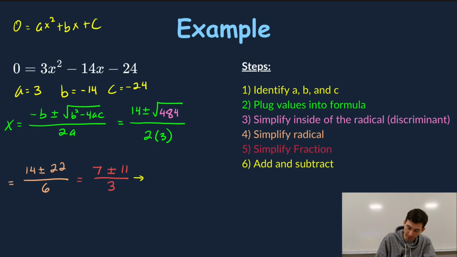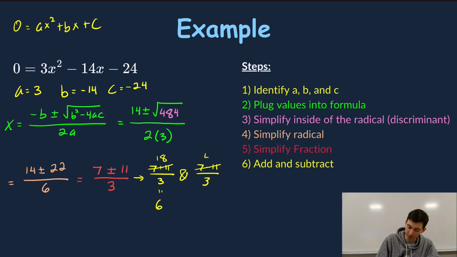So I'm going to break that up here and say this is 7 plus 11 over 3, and we have 7 minus 11 over 3. And so let's just simplify these. So 7 plus 11 would give me 18, and 18 divided by 3 would give me 6.